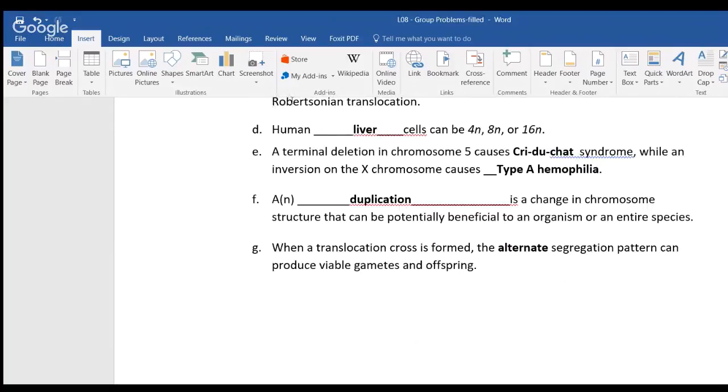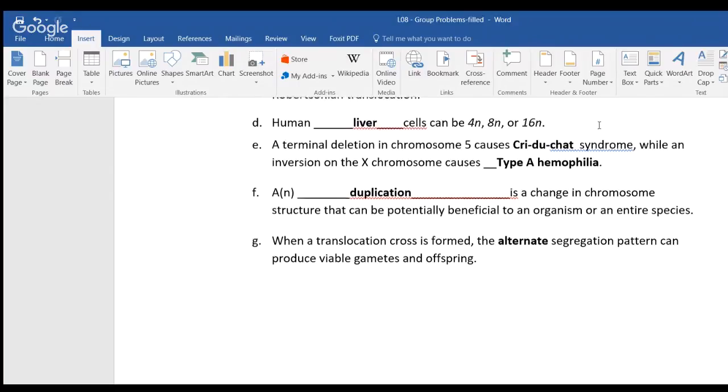For part D, we're looking for types of cells that can have different chromosome numbers. And in the lesson, liver cells were mentioned. They can be 4N, 8N, or 16N, which is quite amazing, and it helps them to be more efficient.